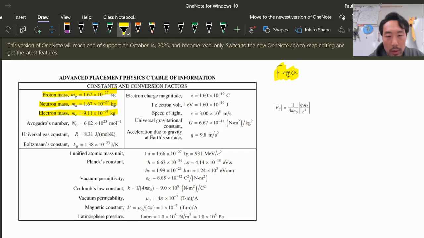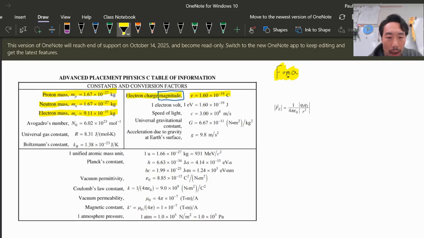The next thing that we're going to be using a lot is this electron charge magnitude. Now is a good time to remind ourselves that the word magnitude means that there is no sign, it is just the numerical size of the charge. The magnitude for all electrons is 1.6 times 10 to the negative 19. We'll be using that one a lot.